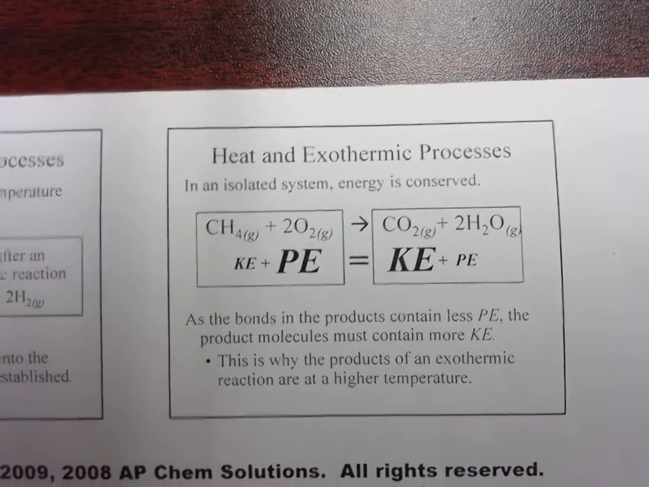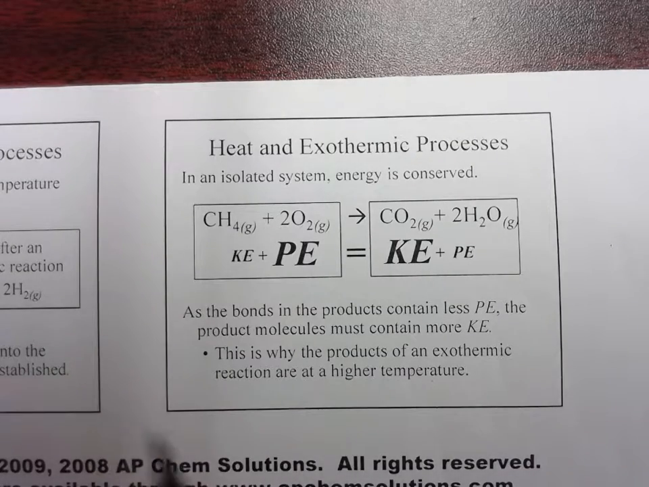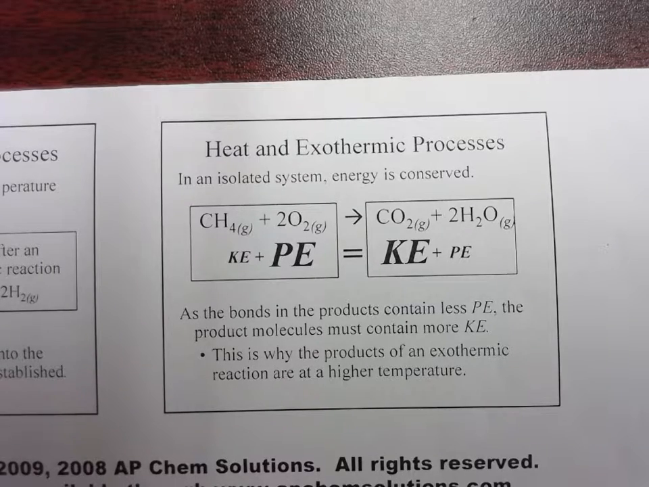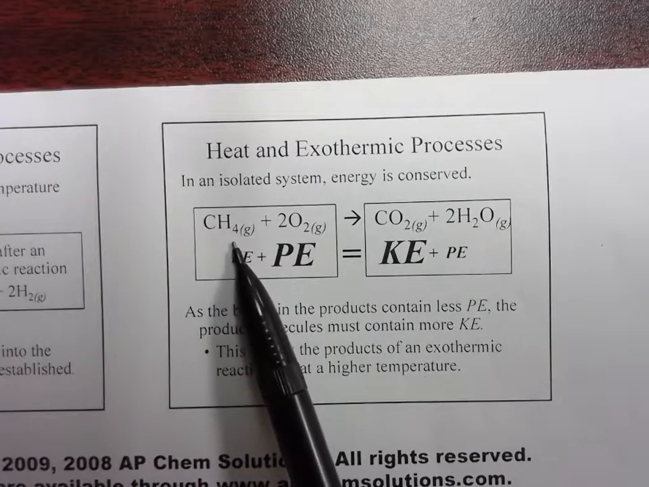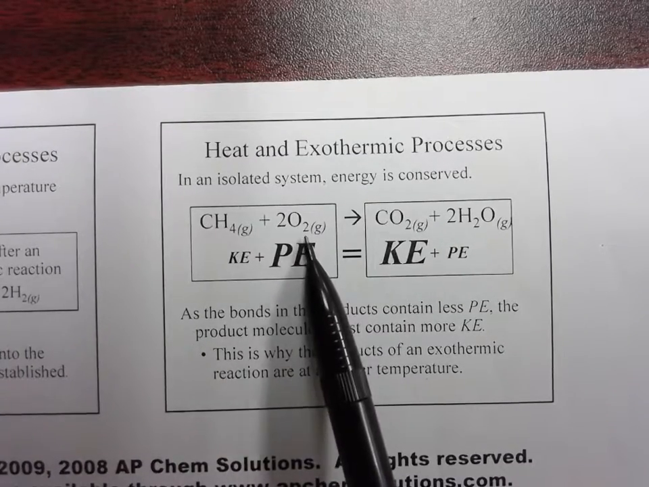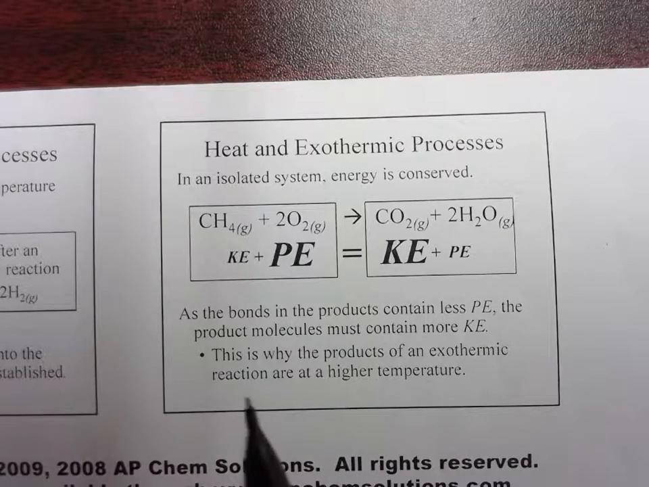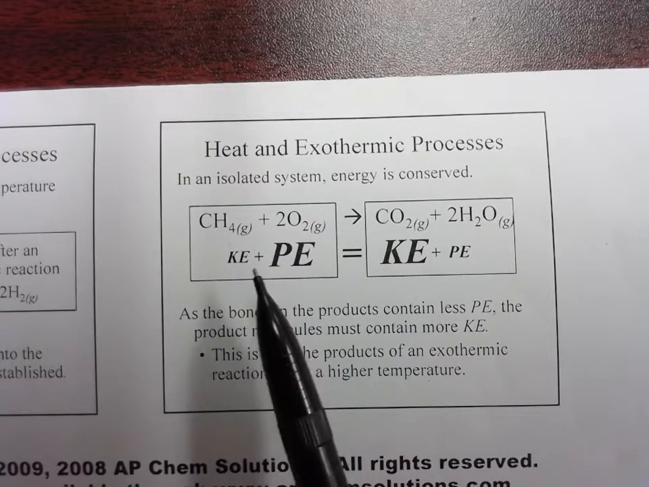Okay, if we talk about heat in an exothermic process, we have an isolated system, right? So energy is conserved, energy doesn't escape, and matter doesn't escape. So we have an isolated system. In an exothermic system, we have our CH4 and our oxygen gas, and we have carbon dioxide and water. In this one, we are rearranging our molecules.